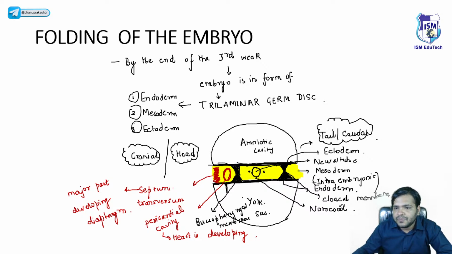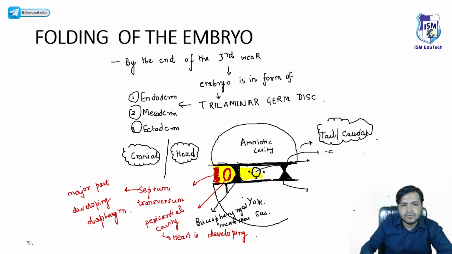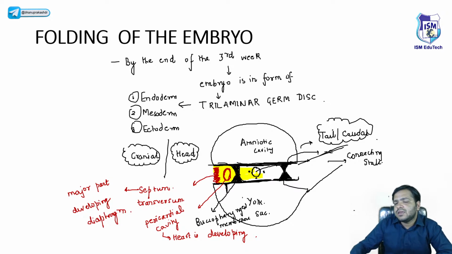So we already know we have a structure that is holding this particular embryo. I will just show it from here only. If you have just drawn the diagram, because I have to label it, there is something which is called the connecting stalk. Now you already know the connecting stalk is actually holding the embryo. It is the future umbilical cord.